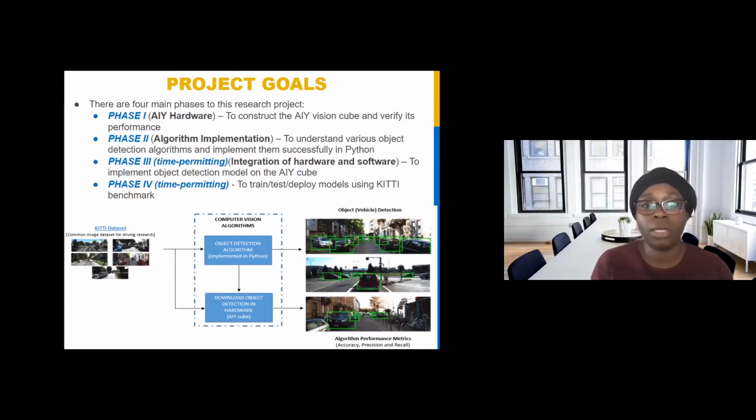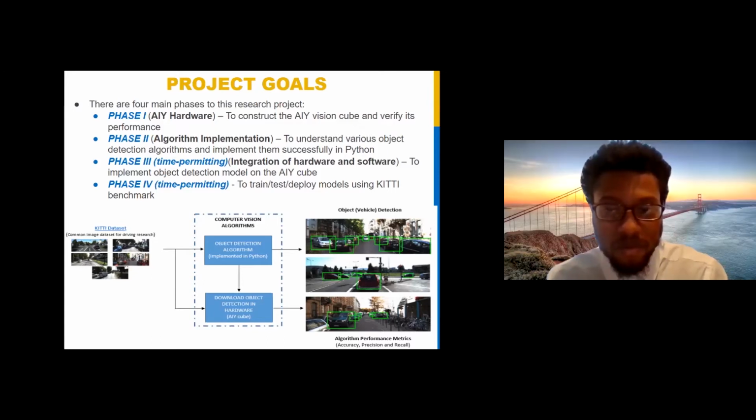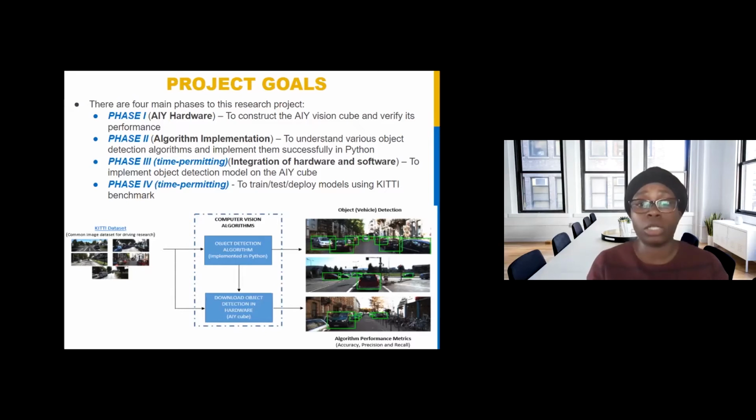Our project goals can be broken down into 4 phases. In phase 1, we assembled our hardware. This summer, we constructed the Google AI Vision Cube and then verified its performance. In phase 2, we implemented an object detection algorithm successfully in Python environments, which leads me to phase 3. Unfortunately, time did not permit for phase 3 and 4. However, we aim to integrate hardware and software. The object detection model would then be placed onto the AI cube.